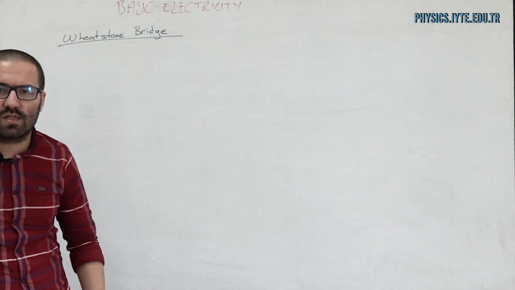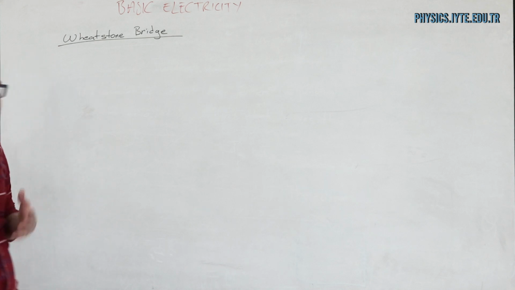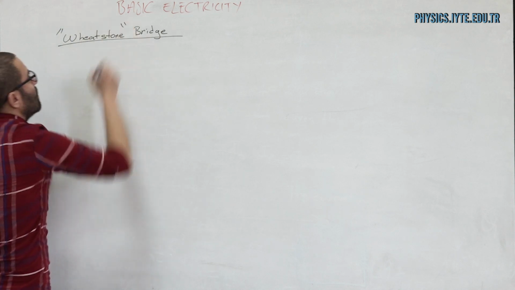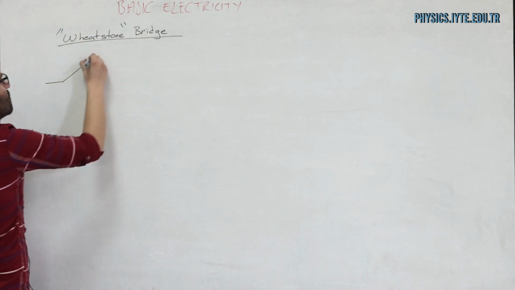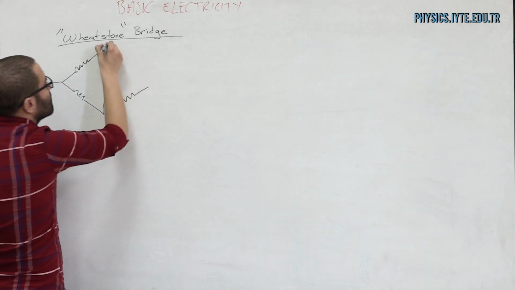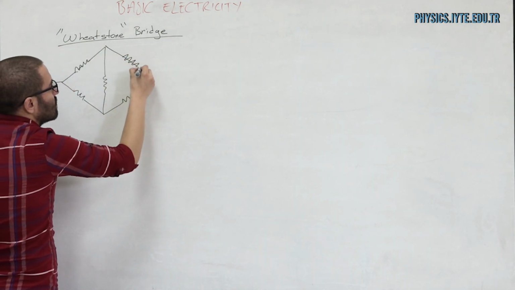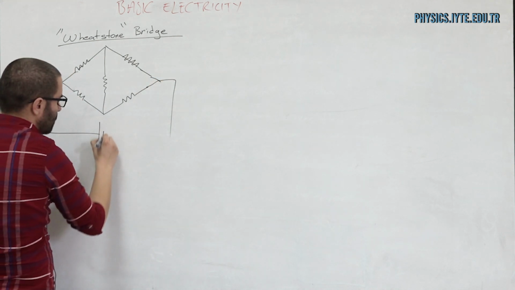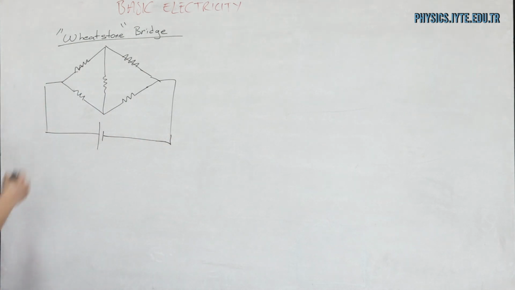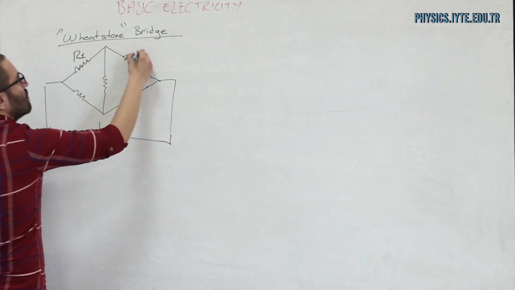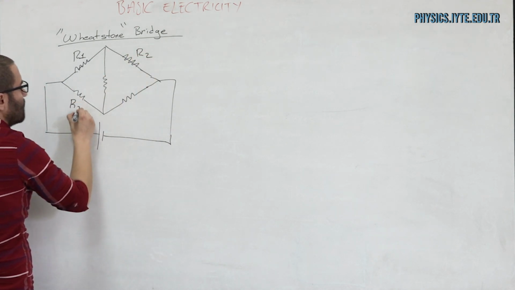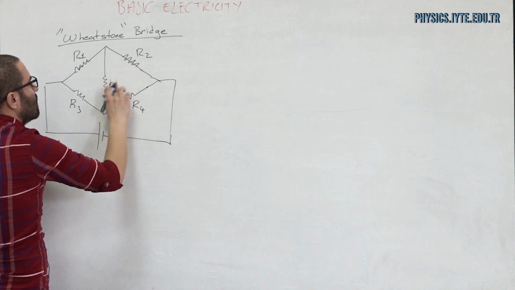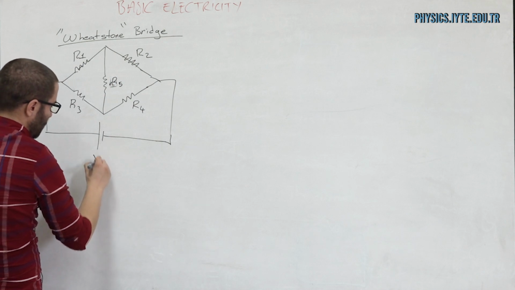Now, in order to analyze Kirchhoff's laws, we are going to work on a circuit that has a specific name, which is the Wheatstone bridge. A Wheatstone bridge is a circuit that is constructed like this. I have R1, R2, R3, R4, and R5 with a potential V.